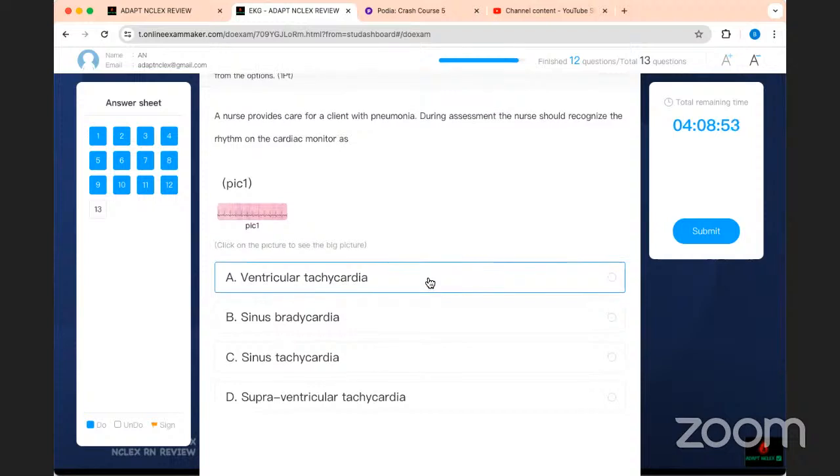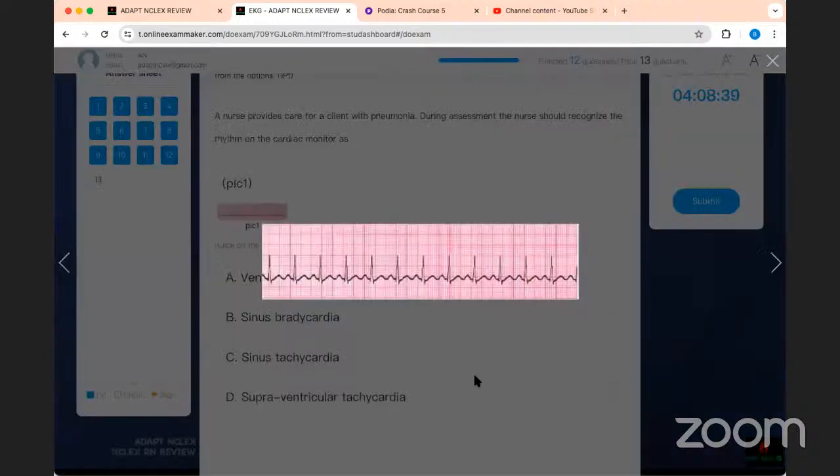And the last one. Let's provide care for a client with pneumonia. During assessment, the nurse recognizes the rhythm on the cardiac monitor. So the patient has pneumonia, and you find this. What is that? The rate is probably close to 100. You can see the T and P are together. You only see two waves, you don't see three waves there. So it cannot be flutter wave. The ventricle looks uniform. It shouldn't be a ventricular problem, right? It's not too fast.